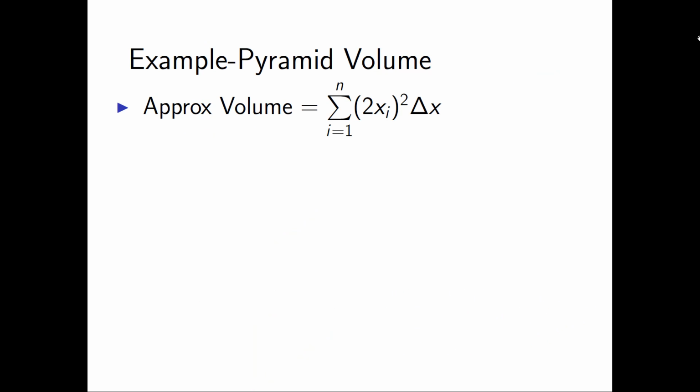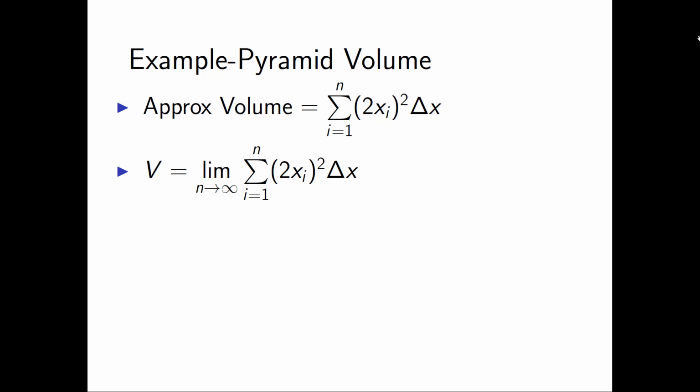If we want to find the total volume of the pyramid, we take each of these slices. Remember they were 2x by 2x, in other words (2x) squared times delta x. That's the volume of each of these little slices. If we sum all those slices together, we approximately get the volume of the pyramid. But to make it perfect, as we've seen many times already, we take the limit as n goes to infinity.